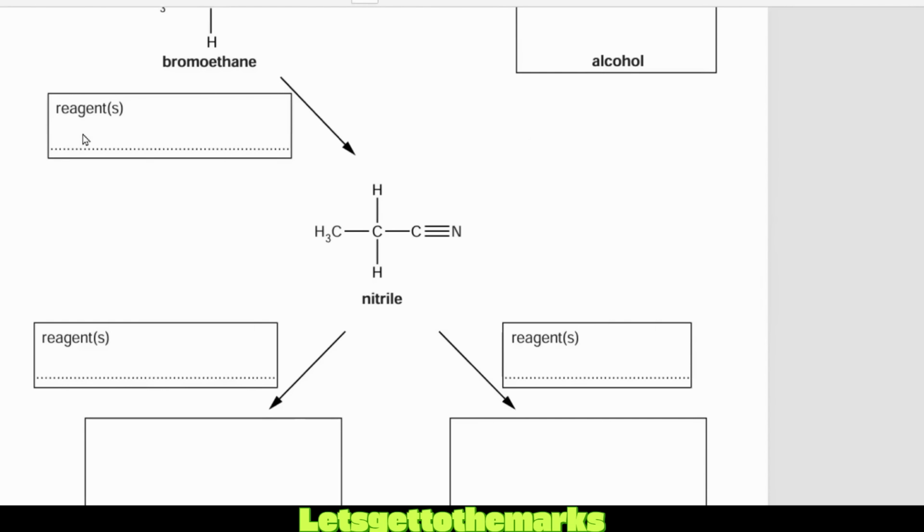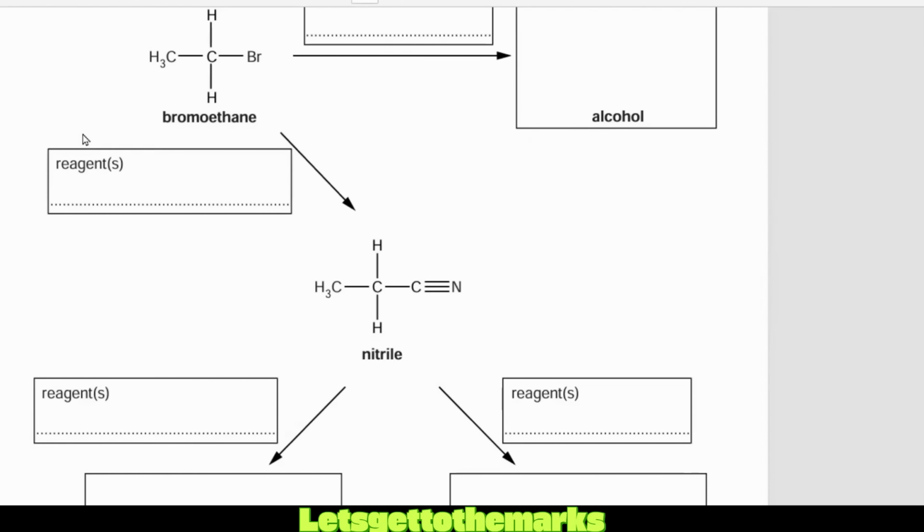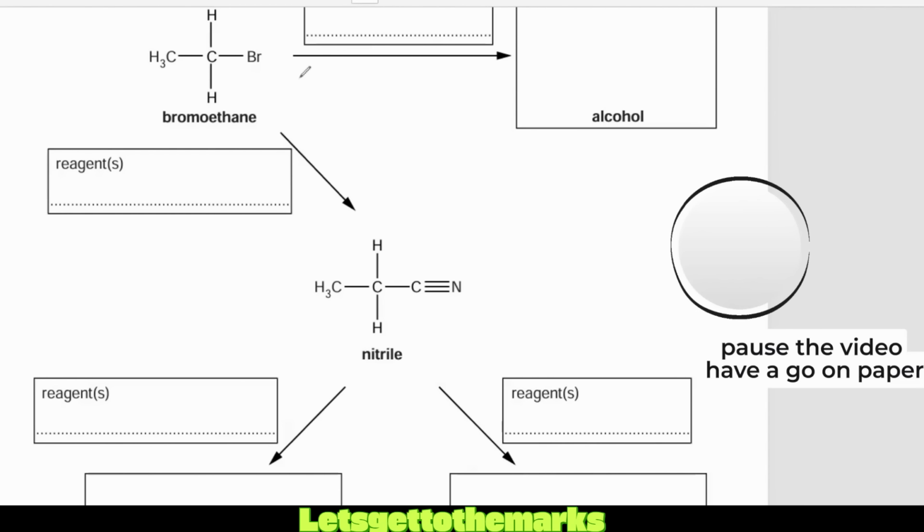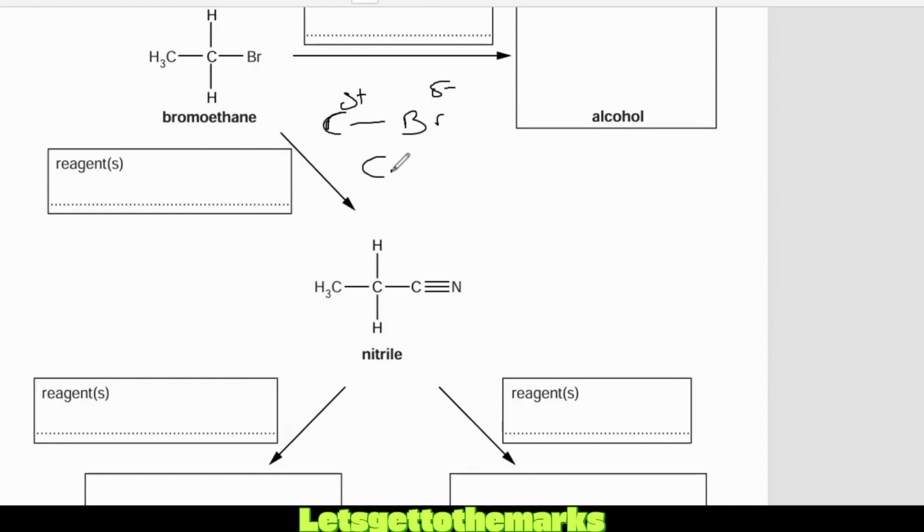Anywho, let's move down. Now we're going to look at bromoethane and how it becomes a nitrile, and what is the reagent needed, and we go through the mechanism for that as well. So you want some cyanide ions, and you're going to get them from using KCN or NaCN. And you're going to want to do that in ethanolic rather than aqueous or acidified. You want to use ethanolic. So KCN ethanolic, that's going to give us these cyanide ions that are going to attack that carbon.